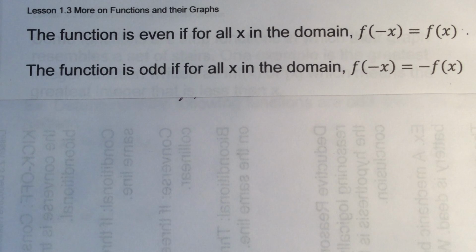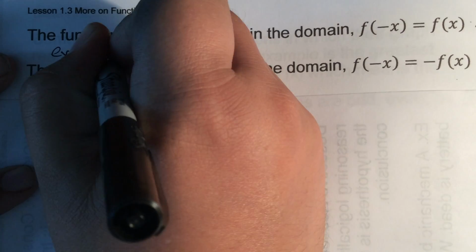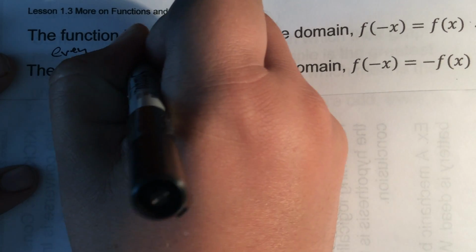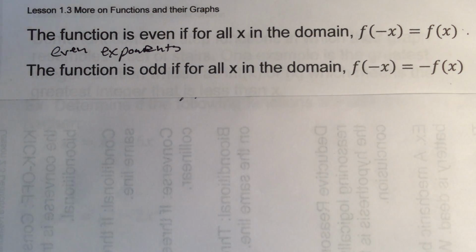Now, as far as even and odd goes, a function is going to be even for all x in the domain if f of negative x equals f of x. So what this is saying is this. If we have even exponents all the way across, generally that will be even. A constant is always treated as an even. So what that does is if they're even exponents, if you put a negative x in, it won't change the sign. Because if it's multiplied an even amount of times, it's going to be positive.